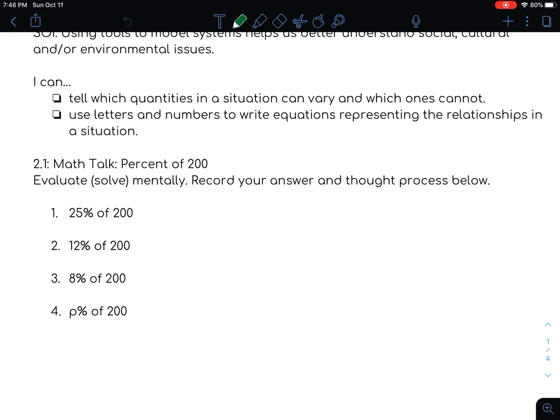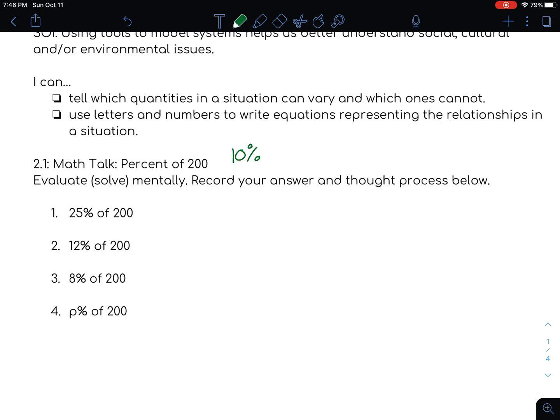Before we do that, let's just make sure that we are able to calculate a percent, because a percent is going to come up a little bit later, and we're going to need to make sure we can do that. So it says evaluate and solve mentally, record your answer, and the thought process below. So we're going to talk about how to do this mathematically, but also we're going to think about just a percent.